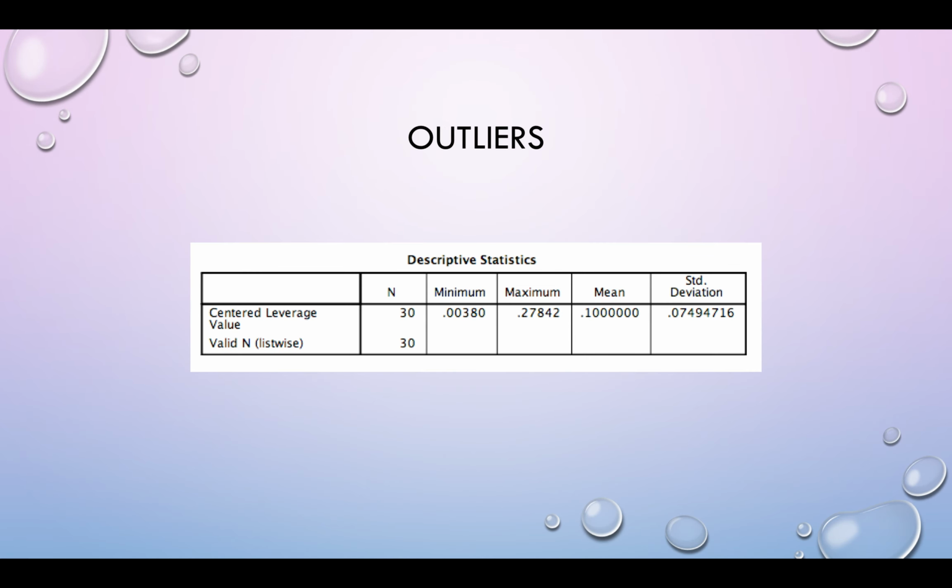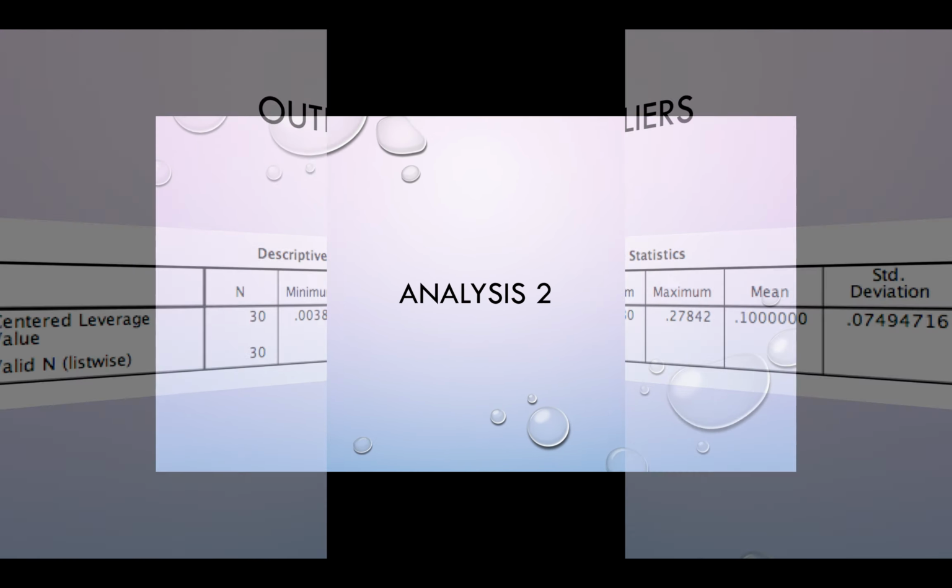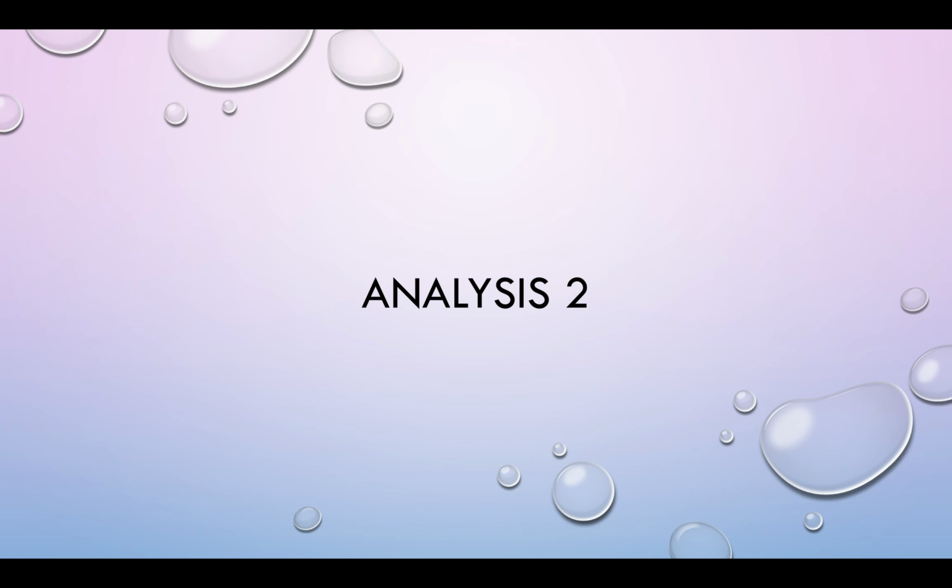So looking at our descriptive statistics, the mean is 0.1. I multiply the mean by 2 and 3. Then I looked at the output and looked at the leverage column. Since our mean leverage value is 0.1, we will use 0.2 and 0.3 to see if there are any influential cases within this data set. Looking back at the data, I found there are three numbers that exceed 0.2, and these will be removed, and I'll rerun the analysis. So, analysis 2.